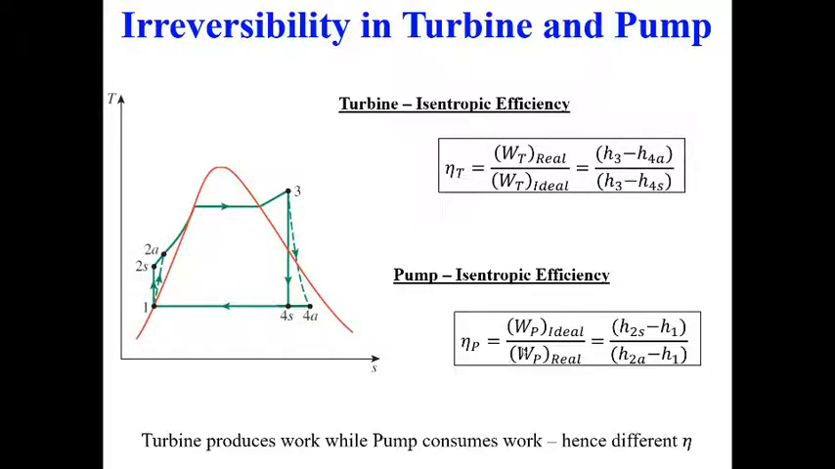Again, for the pump we'll use enthalpy values. The ideal cycle is from 1 to 2s and the real cycle is from 1 to 2a. So ideal work done is H2s minus H1, this change, while WP real is H2a minus H1 for this step.